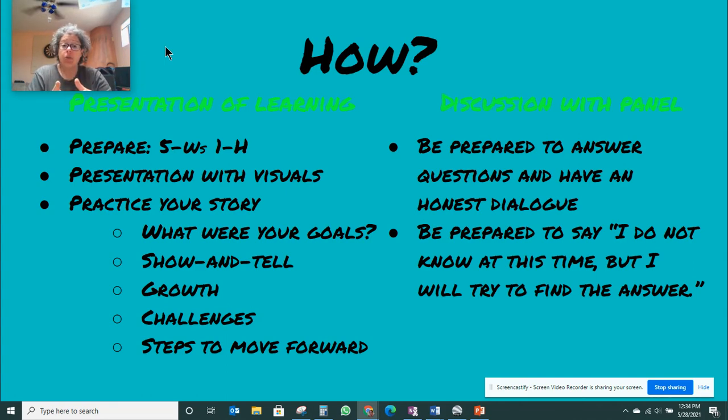So what were your goals in your project? It's time to show and tell. How did you grow as a person, as a member of a team, and as a student? What did you learn? What was hard for you? What was difficult about working in a group? What didn't work? And what are the steps that you would like to take to move forward? And how can we support that?